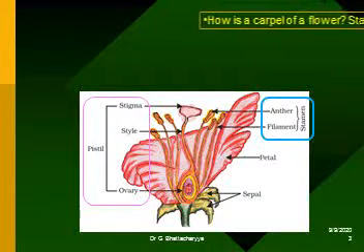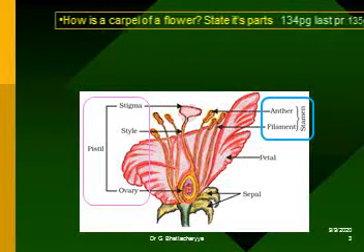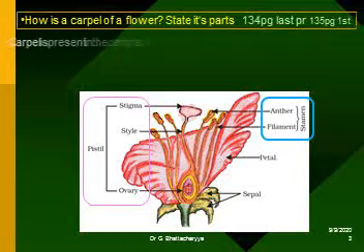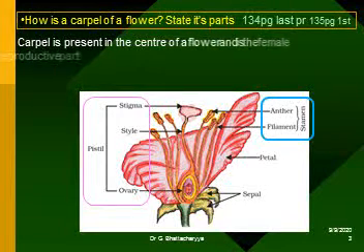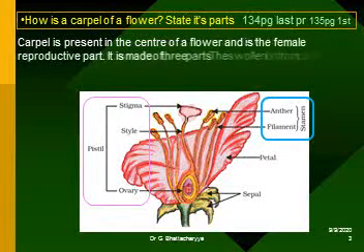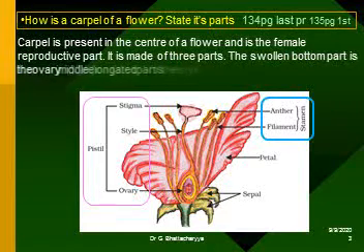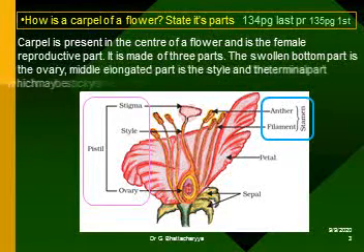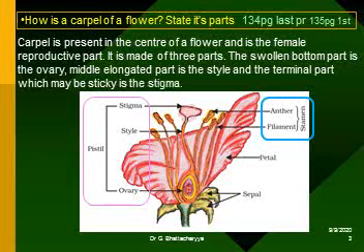How is a carpel of a flower? State its parts. The carpel is present in the center of a flower and is the female reproductive part. It is made of three parts. The swollen bottom part is the ovary, the middle elongated part is the style, and the terminal part, which may be sticky, is the stigma.